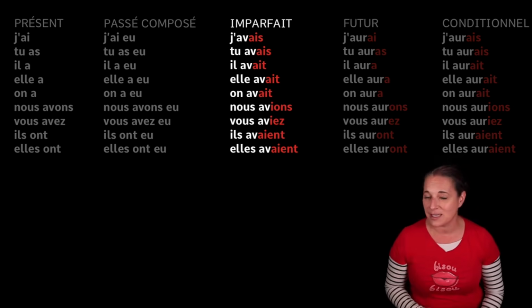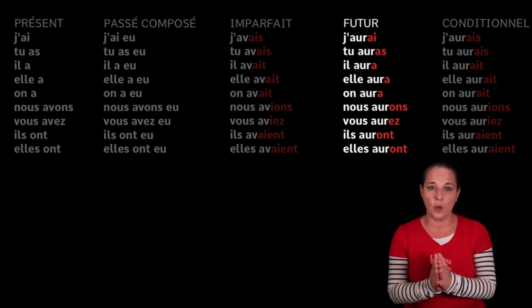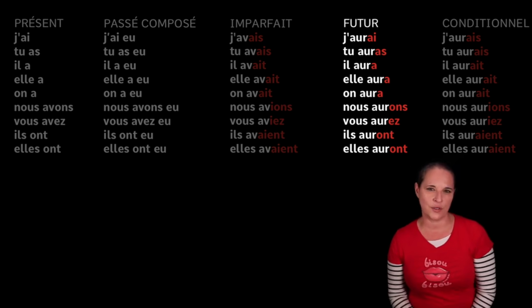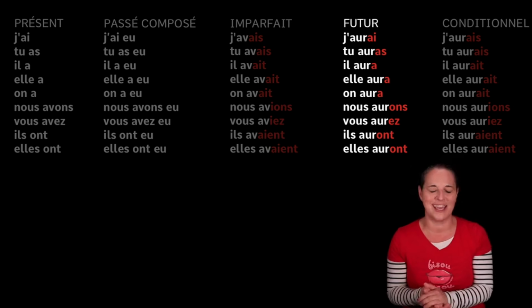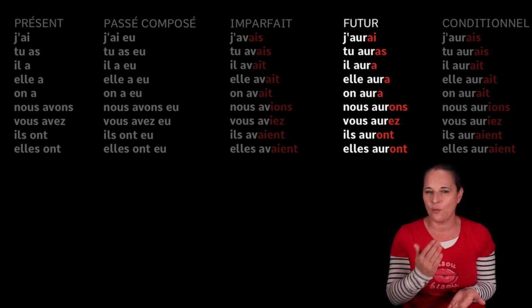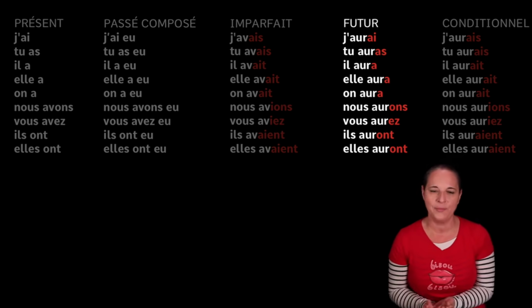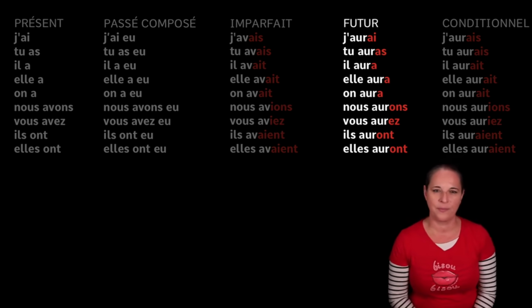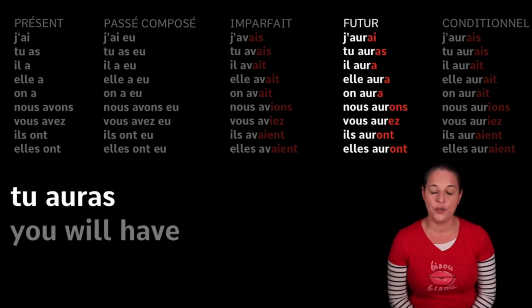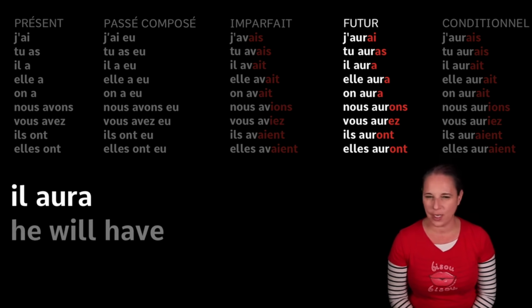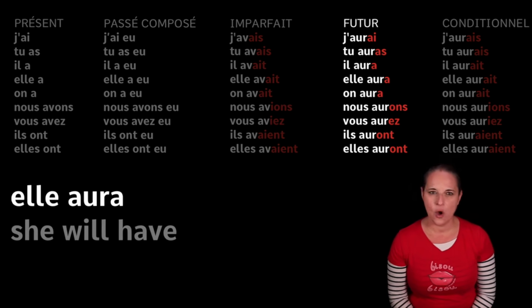And what about the next tense? It's the future tense. Okay, that will be very important if you want to conjugate a future perfect tense. So we want to know how to say I will have walked. Okay, how do you say I will have? J'aurai, I will have. Tu auras, you will have. Il aura, he will have. Elle aura, she will have.